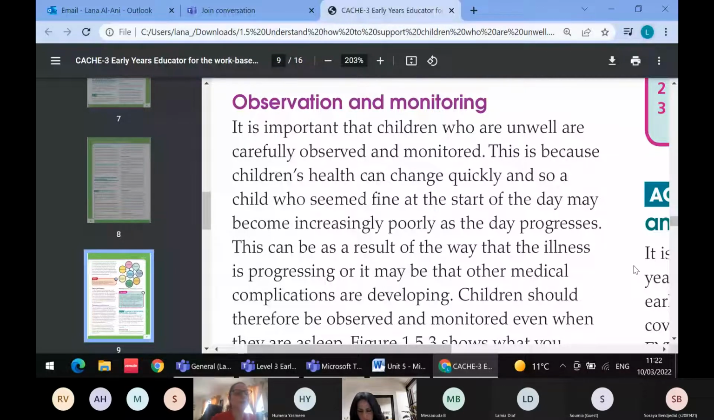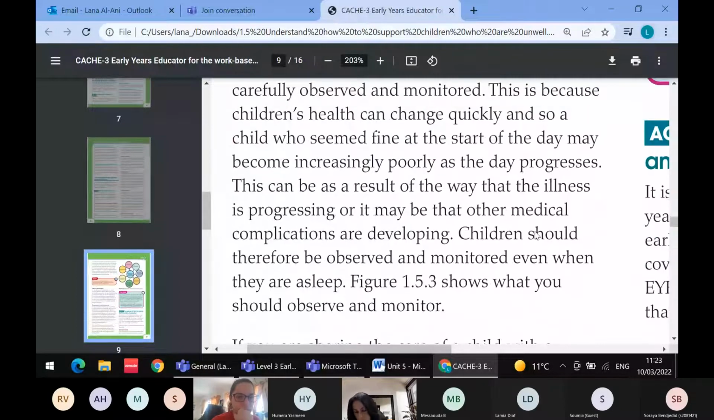So what we need to do is monitor the progress of their illness. Do we need to call the doctor? Do we need to speak to their families? Do we need to watch them if they are ill? We don't ignore them. Children should therefore always be observed and monitored, even when they are asleep. Come from time to time and have a look. Are they well? Are they okay?